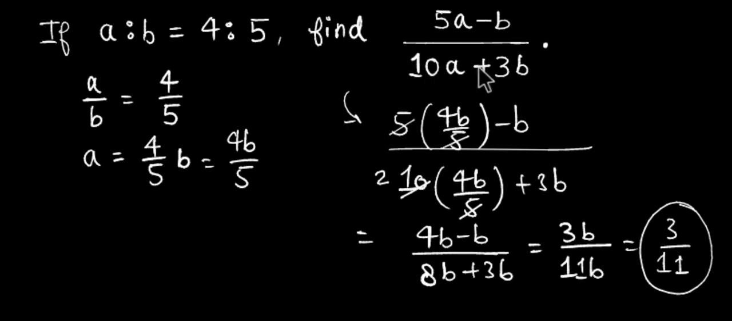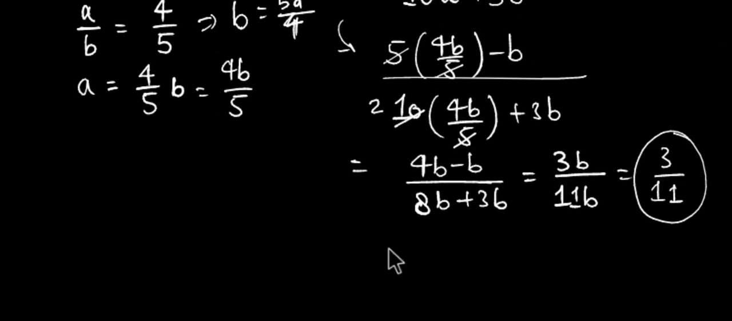So we can easily find the value of the expression by changing the value of A or B from the ratio. We can put the value of B also. What is the value of B from the ratio? Value of B is 5 by 4 of A, or I can say 5A by 4. So in another manner, put the value of B in the given expression and solve it to find the value of this expression as 3 by 11.